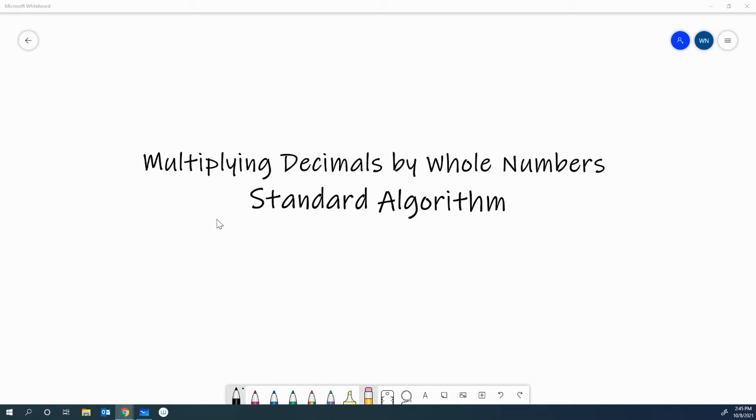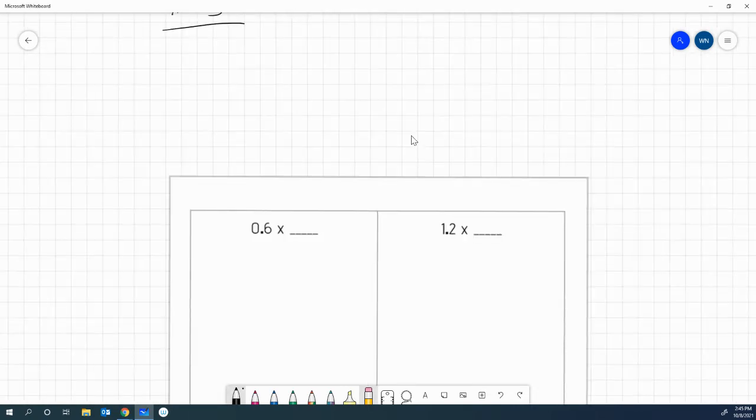In this video, we're going to be multiplying decimals by whole numbers using the standard algorithm. Remember, the standard algorithm is just how you normally multiply numbers. So let's say I was going to multiply 34 times 5. Standard algorithm means you just line it up the way you're used to. So we're going to try that today. Let's move into your notes.